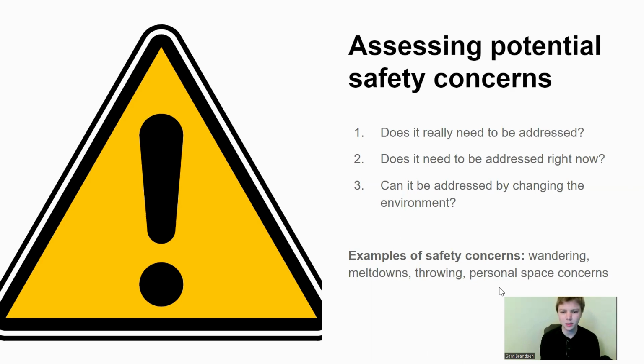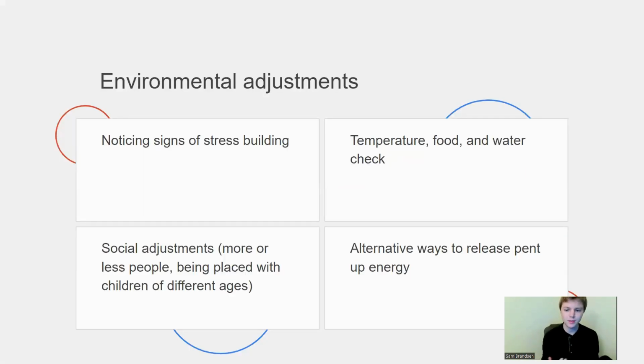Which brings us to sort of the second question of there may be things that do need to be addressed, but do they need to be addressed right now? Sometimes they do. Sometimes it's an imminent safety concern. In other instances, there might be a little bit of a time buffer that you could use. And finally, can it be addressed by changing the environment? For example, if a child is having a meltdown because of an unpleasant sensory input, it's important to think about ways that we can change that sensory input instead of just expecting the child to learn ways to cope with it constantly. So going through some of these, what does it mean to change the environment?